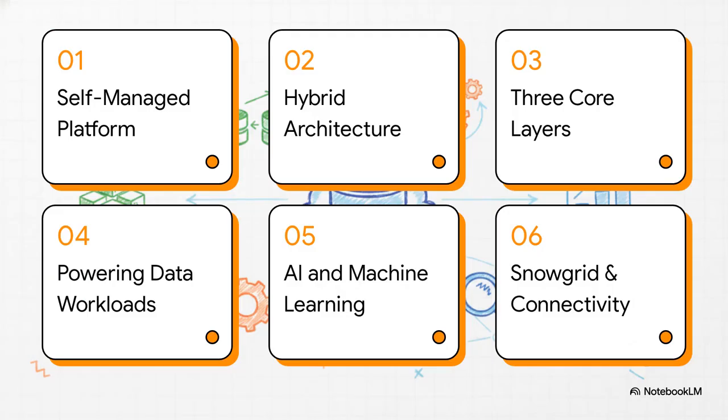So here's our roadmap for today. We'll hit 1, the self-managed data platform, 2, the hybrid architecture, 3, 3 core architecture layers, 4, powering your data workloads, 5, AI and machine learning, and finally, 6, SnowGrid and connectivity. Okay, let's dive into this.